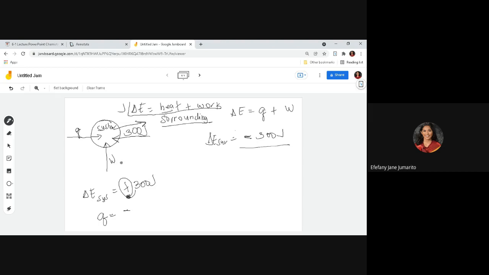Now, for work, we have that one. Heat is released. Whenever we have negative, heat is absorbed. Now, so negative and positive refers to the direction of heat.